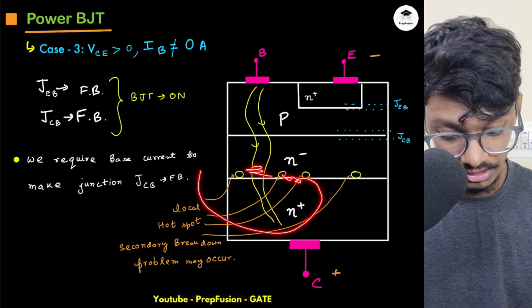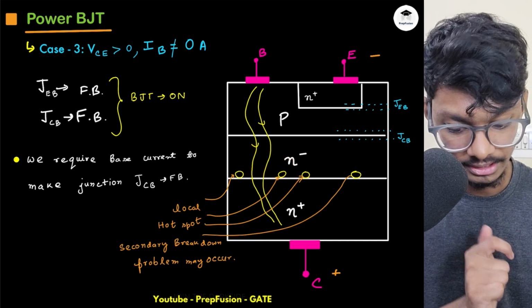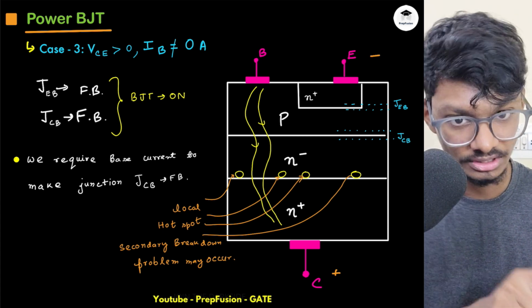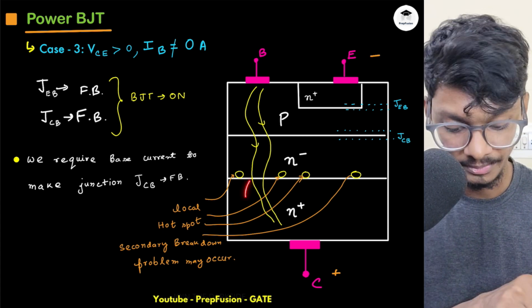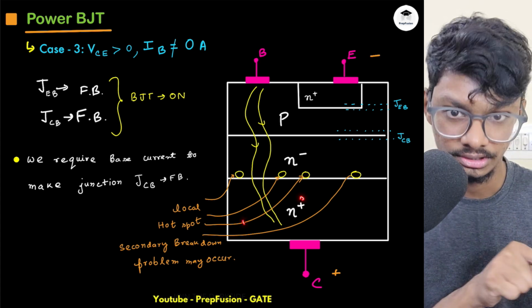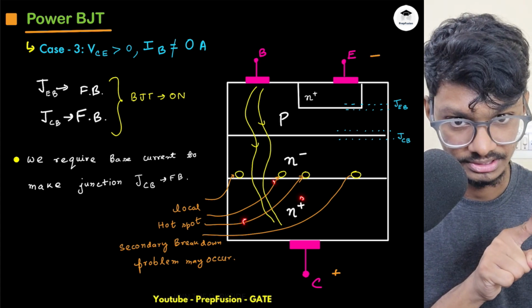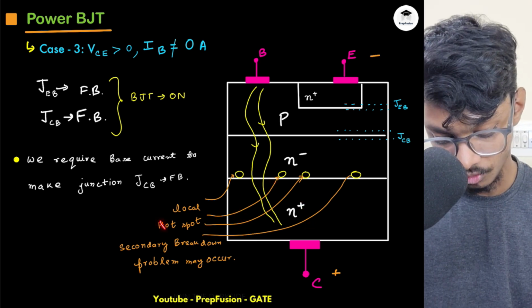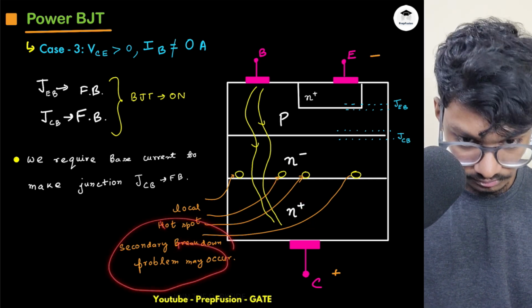Okay, and this is a loop, right? Again, more and more electrons collide, more and more heat loss there is, so the temperature increases, and this is a loop. Temperature increase, more electrons collide, heat increases, temperature increases. More electrons collide, heat increases, temperature increases. So this is called the secondary breakdown problem.